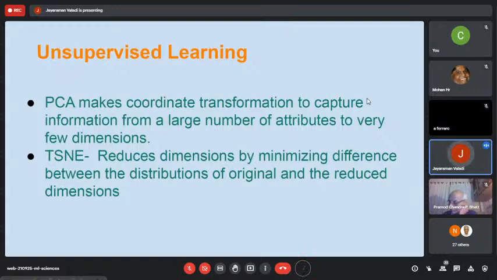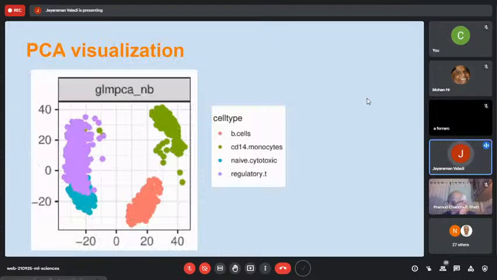Principal component analysis is again an unsupervised learning methodology which makes coordinate transformation to capture the most informative attributes, a small number of attributes from a large dimensional example. So it is used to reduce dimensionality. Again, t-SNE is a T-distributed stochastic neighborhood embedding methodology. Again, it reduces dimensions, but by a different methodology, by minimizing the difference between the distributions of the original and the reduced dimensions. They can be used for visualization.